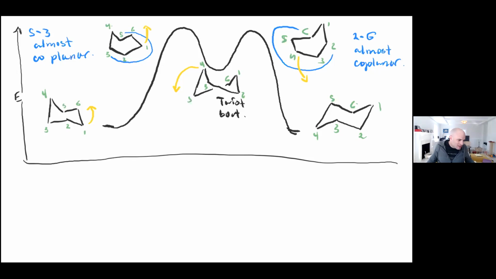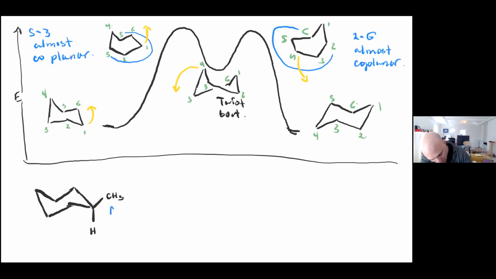The more interesting and more common scenario is when you have substituents on the ring, right? And let's just consider, for example, methyl cyclohexane. Okay, so I've drawn methyl cyclohexane with the methyl group in an equatorial position, okay?